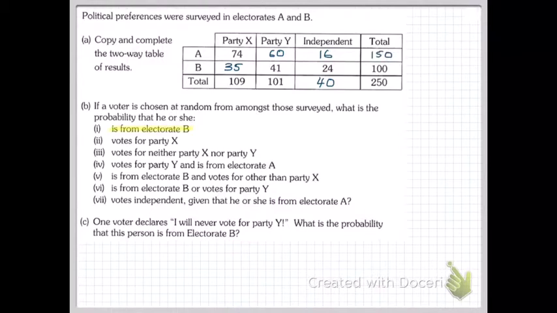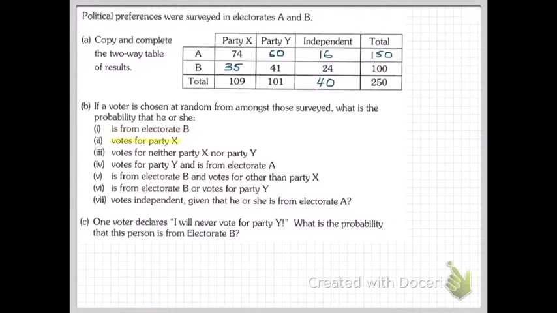Okay, so let's take each one at a time. What's the probability that a voter is from electorate B? Well, there's 100 people in total from electorate B out of a total sample space size of 250, so the probability is 0.4.